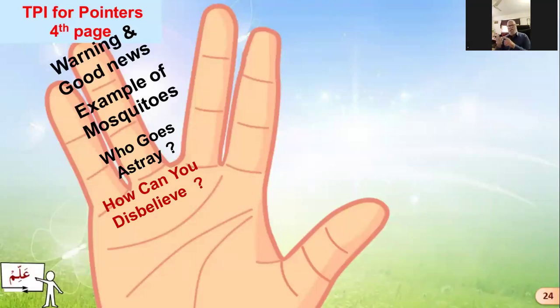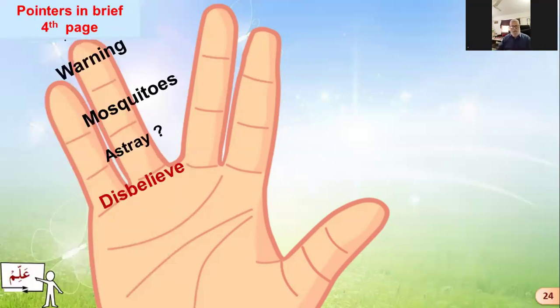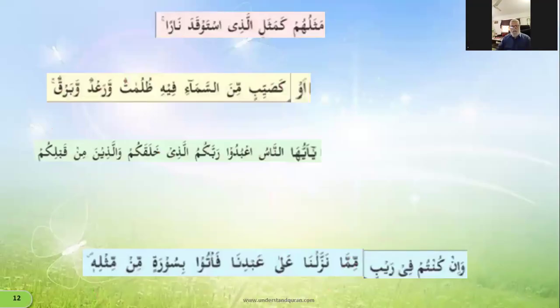On the fourth finger, the fourth page pointers are warning and good news, example of mosquitoes, who goes astray, how can you disbelieve? The brief pointers of page 4 are warning, mosquito, astray, disbelief. So the ayah for the first pointer was Bismillahirrahmanirrahim.